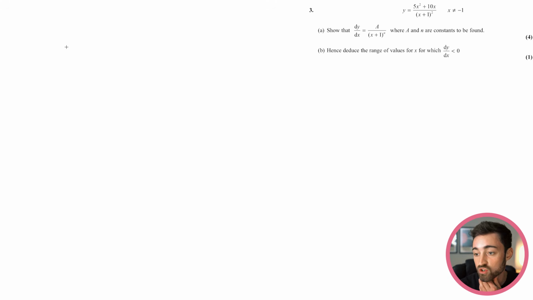Right, looks like we have some differentiation. We're getting into it. So show that dy by dx equals a over x plus 1 to the n, where a and n are constants to be found. Okay, so what's y? Y is a fraction. And how do we differentiate fractions? We use the quotient rule.